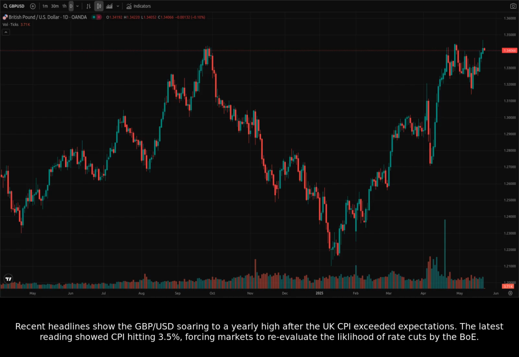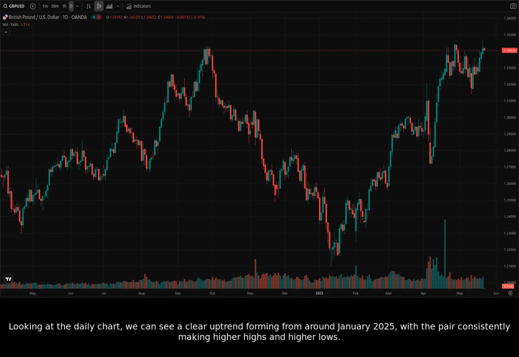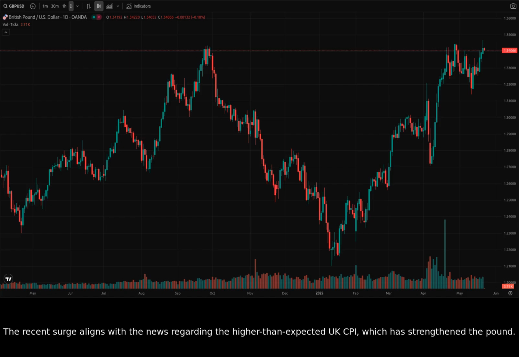CPI exceeded expectations. The latest reading showed CPI hitting 3.5%, forcing markets to reevaluate the likelihood of rate cuts by the BoE. This significantly impacts our analysis, so let's delve into the charts to see how this plays out. Looking at the daily chart, we can see a clear uptrend forming from around January 2025, with the pair consistently making higher highs and higher lows. The recent surge aligns with the news regarding the higher-than-expected UK CPI, which has strengthened the pound.